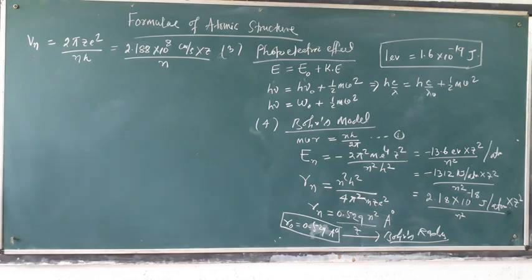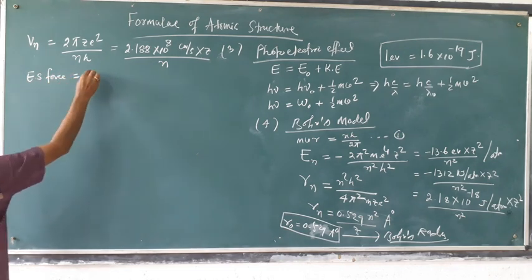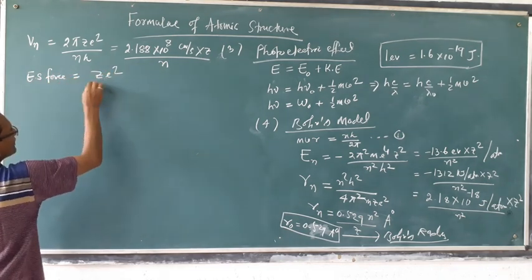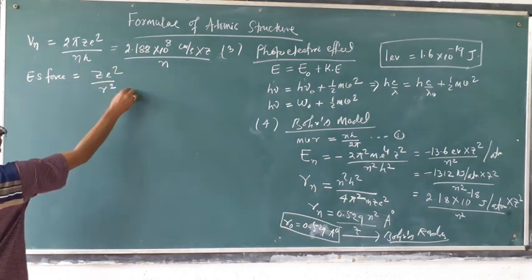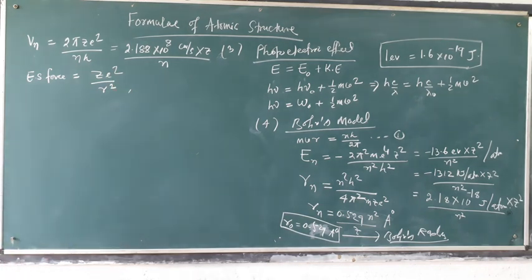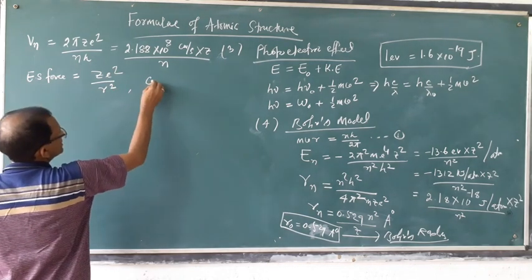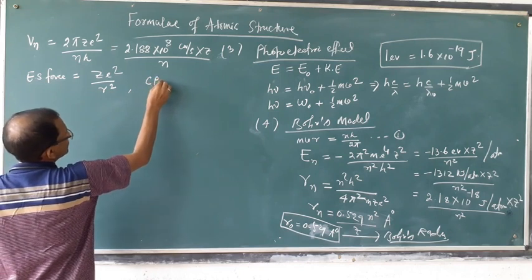Okay. Then, if you see, the electrostatic force is always equal to Z square by R square. This is the electrostatic force. And another force is the centripetal force.